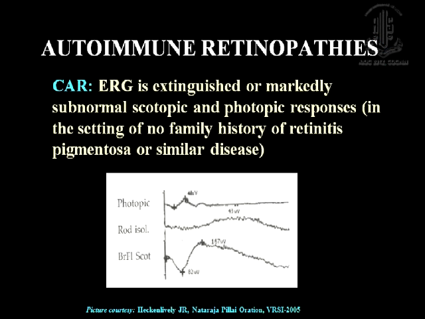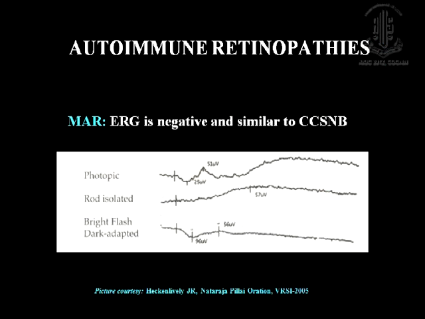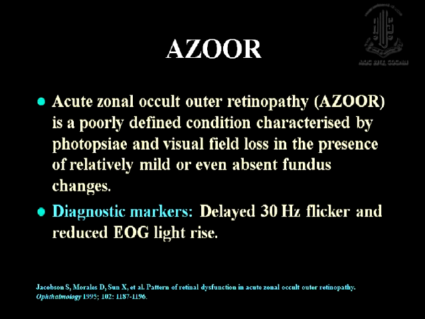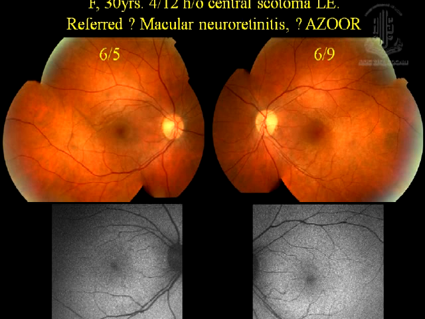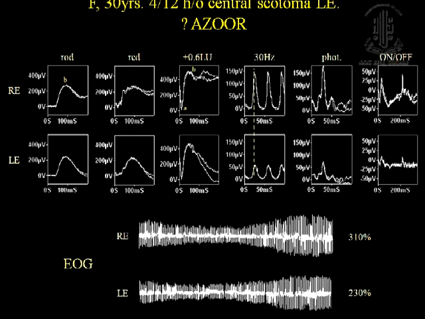And in autoimmune retinopathies like carcinoma-associated retinopathy, the ERG is going to be totally flat like RP, or in melanoma-associated retinopathy, you get a negative ERG. These are the other conditions in which ERG helps. And AZOOR is basically acute zonal occult outer retinopathy. It's a poorly defined condition characterized by photopsia and visual field loss in the presence of relatively mild fundus changes. And the ERG markers are basically a delayed EOG light rise and a decreased, delayed 30 Hertz flicker.